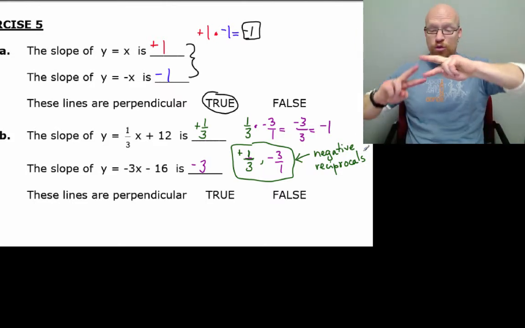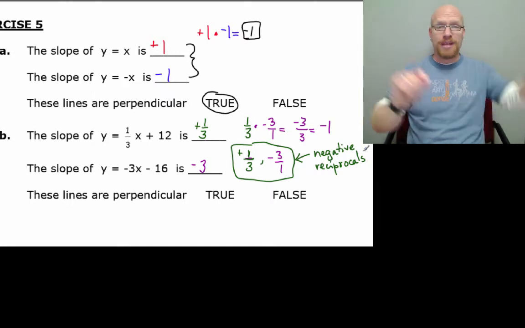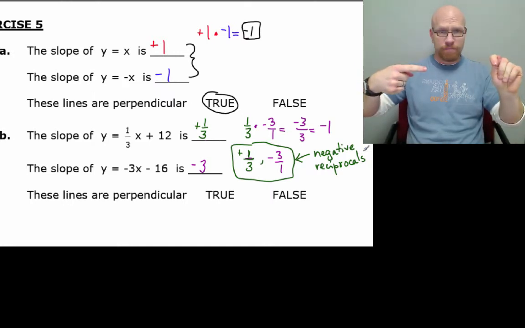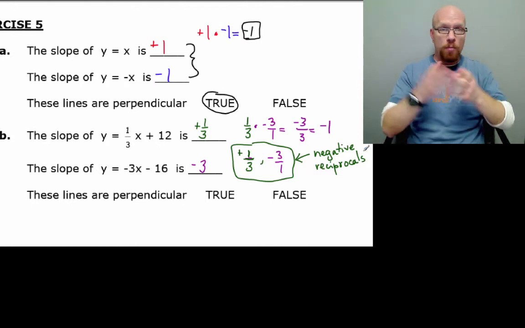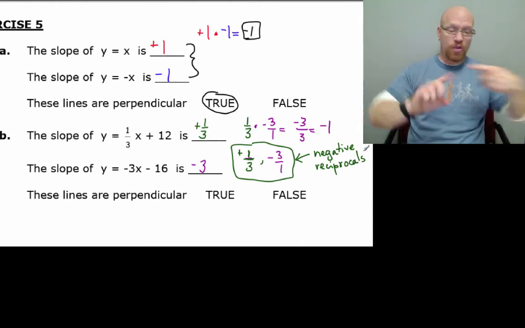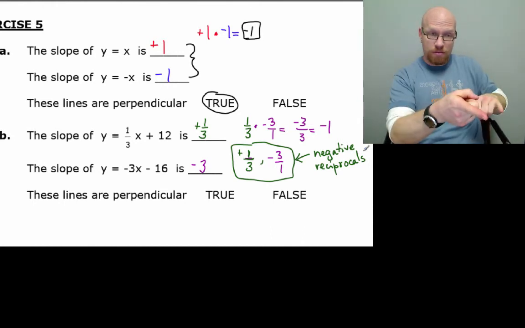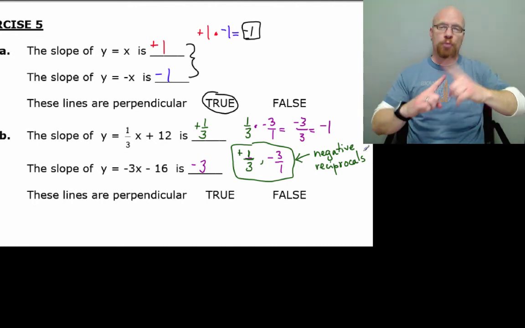So the reciprocals and both the signs are different. Positive, negative. Could be negative, positive. As long as they're different, it's okay. So both ways, the product test, negative 1, or the negative reciprocal test, they pass both. So they are perpendicular lines.